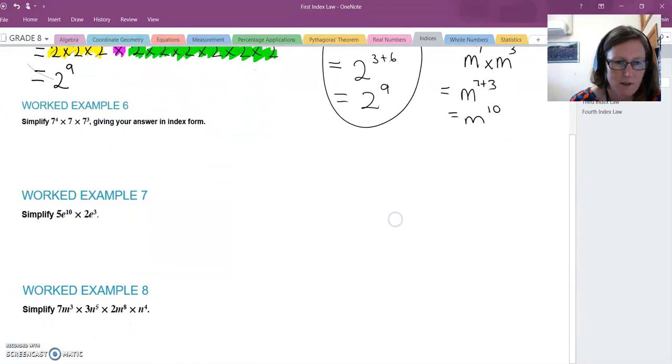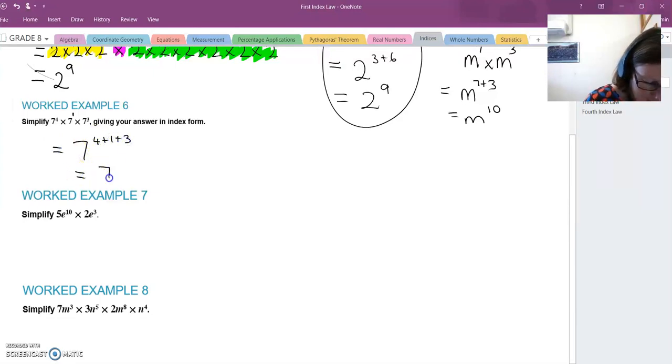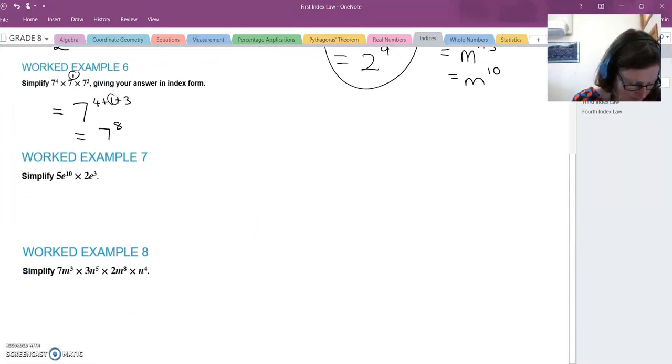Okay, let's look at worked example 6. Again, I'll put a little 1 there, as a reminder so you don't forget to add the 1. Let's do this using index law 1. Yes, they've all got the same base, so we write the base down, 7, and then we add the index numbers together to give us 7 to the power of 8. That's why I often think it helps to put a 1 there so you don't forget it. Alright, let's look at the next one.